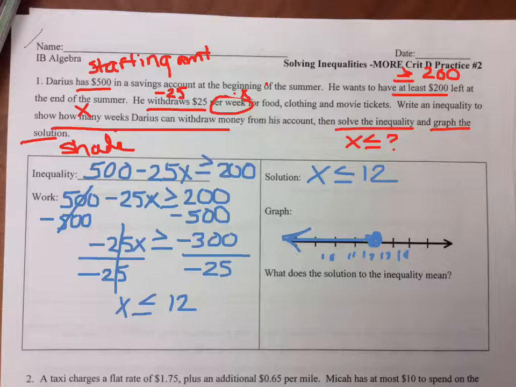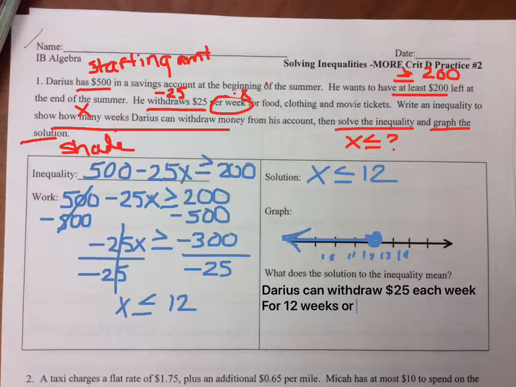So what does that mean for Darius? That means that Darius is going to be able to take out this money 12 times or less. So 12 weeks or less. So it's x is less than or equal to 12. So Darius can withdraw $25, let's say that, $25 each week for 12 weeks or less.